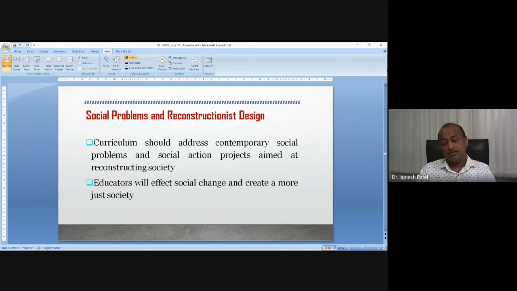Social problems and reconstruction design is little bit same in all these above two methods. Educational educators will affect the social change and create more just society. So whatever the social problems, lacunas are there, whatever the evils presented in the society, that should be removed by the curriculum development or with the curriculum design, so that social action projects aim at the reconstructing the society.